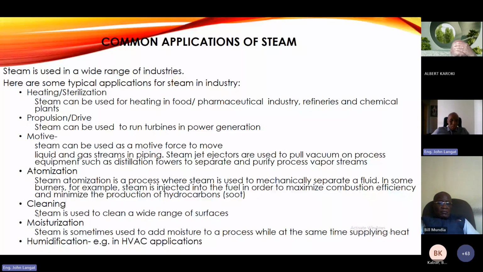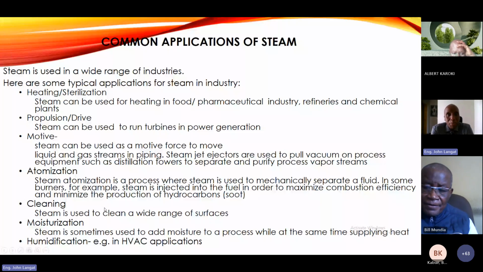Then steam can be used for moisturization. That is, steam is sometimes used to add moisture to a process while at the same time supplying heat to maintain appropriate process parameters. Then also steam is used in humidification, that is in HVAC applications. If you visit a place like the US Embassy, you'll see this application in the chilled water system. When the environment is cold, they supply steam to produce heat. And when the environment is hot, of course, they don't use that.